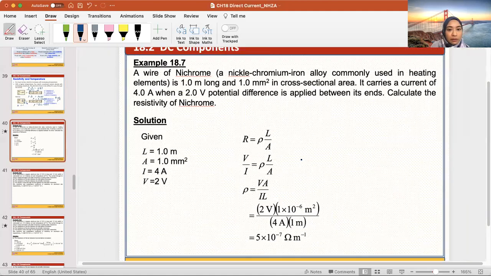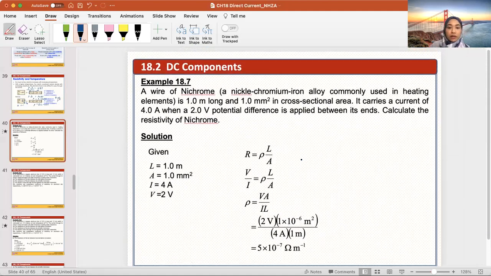So this is our example. A wire of nichrome, a nickel chromium iron alloy. Alloy means a combination of metals. Commonly used in heating elements, it is 1 meter long. So your L is 1 and 1 millimeter squared in cross-sectional area. So that's an area. So that is A equals 1 millimeter squared, or 1 divided by 1000. This is for converting millimeter to meter.